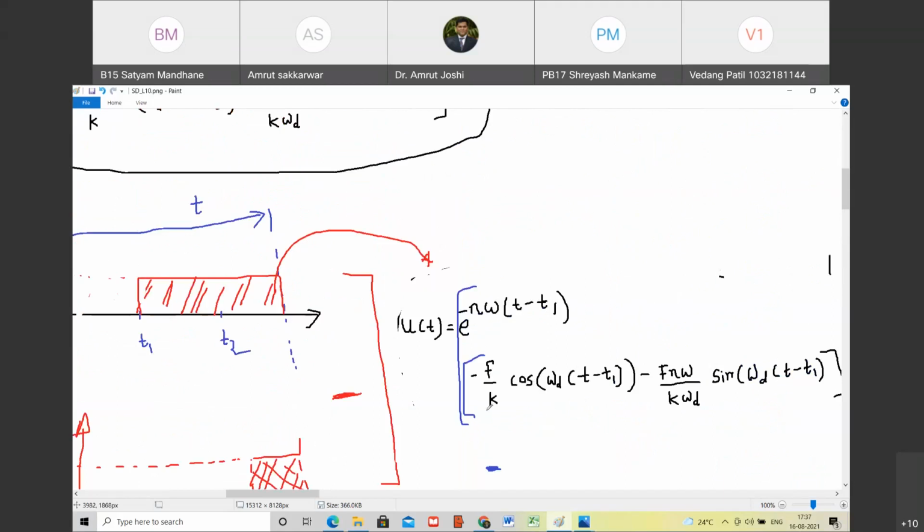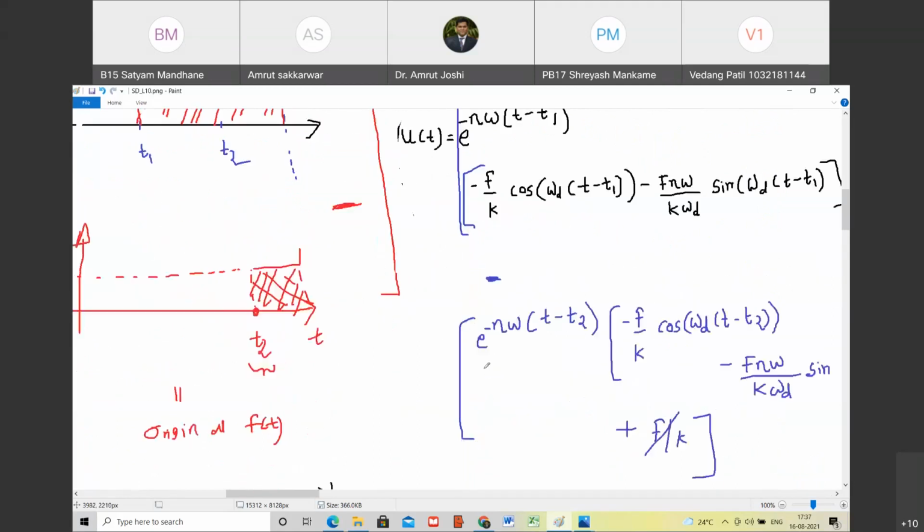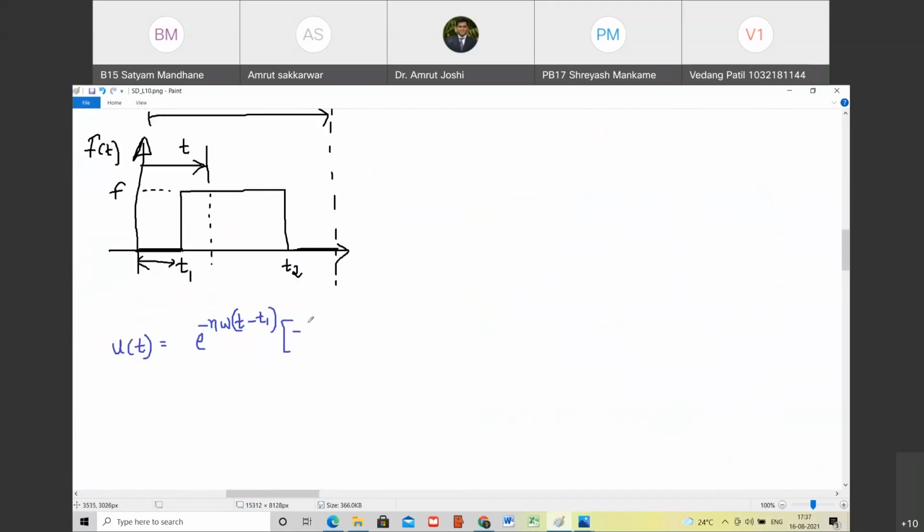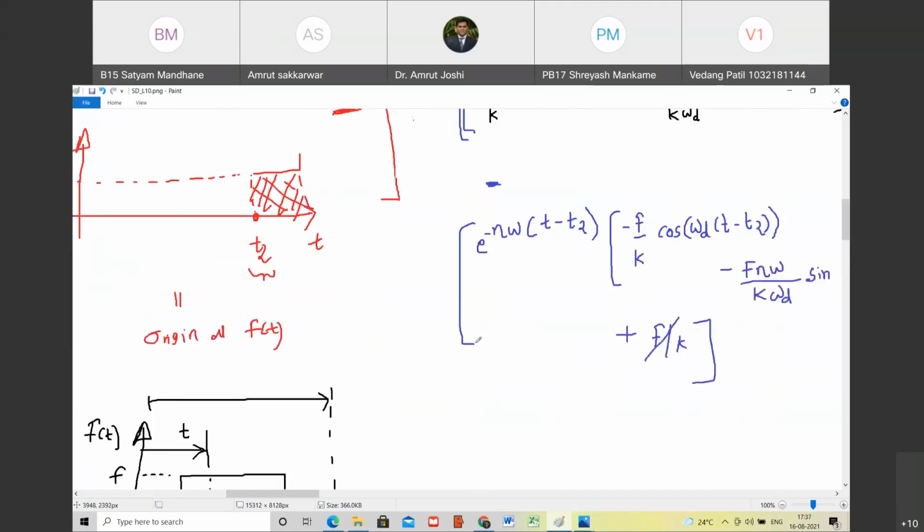थोड़ा सा रिवर्क करना पड़ रहा है, but we will do it. So minus F by k cos of, in bracket, omega d (t minus t1). Happy? Yes, sir. ब्रैकेट कंप्लीट.